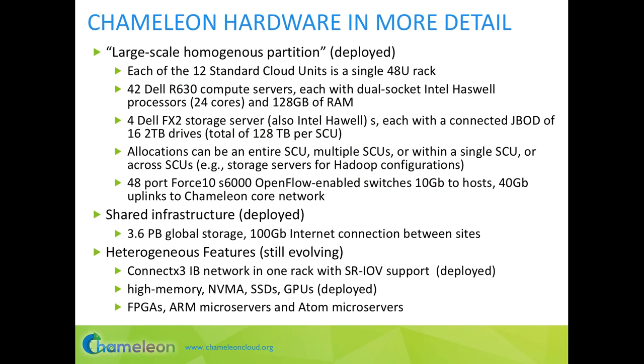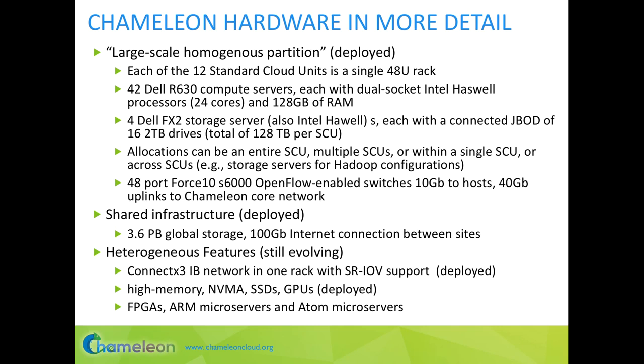Full specifications of hardware are displayed on this screen. Standard cloud units, or SCUs, form a large homogeneous partition. Each SCU has 42 compute nodes, and each has 2 Intel Haswell processors that have 12 cores, for a total of 24 cores per node. There are 4 storage nodes, with 16 2-terabyte disks per node, for a total of 128 terabytes per each rack. We have 128 terabytes of disk with very high I/O bandwidth per rack. Over 12 racks, this totals 1.5 petabytes of storage.